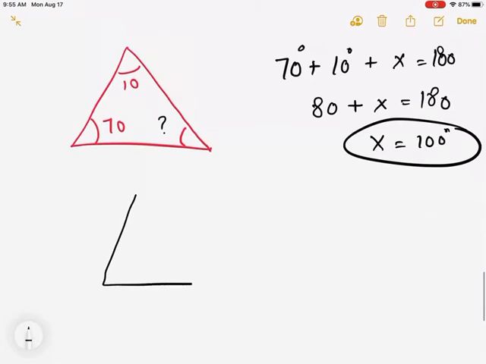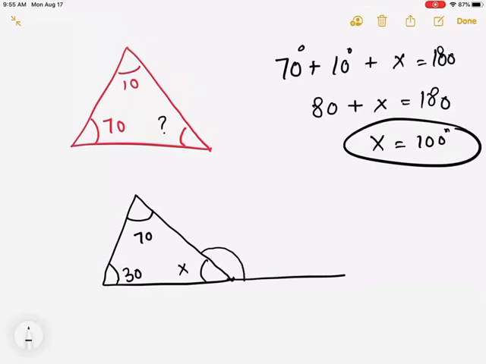So what if you have something like this? This is, let's say, 70, and this is x, and this is, let's just say 30. All right. And these two angles, I have to solve for x and y both.